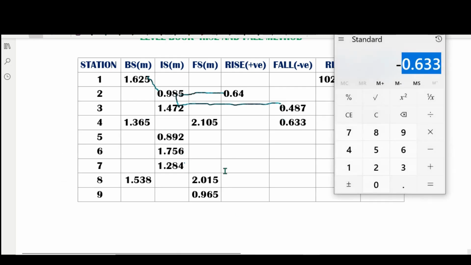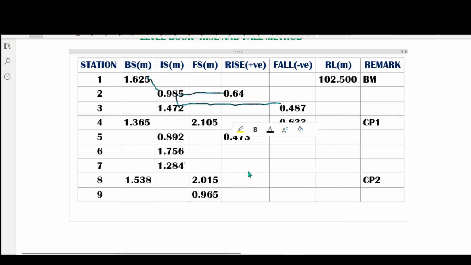Okay, so let's do this one. 1.365 minus 0.892. So the answer is going to be positive, right? Because it's a positive number, we're going to put it on the rise column. That's going to be this minus this, and it's going to be here, not here, remember, here. Okay, because it goes like this here, rise, place it there.